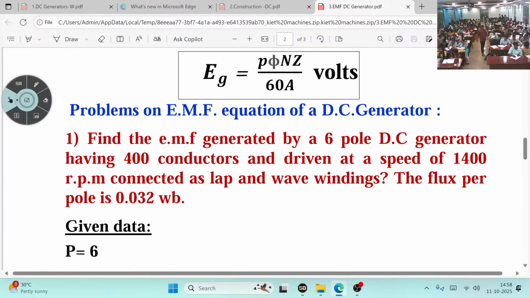Write down the given data. If you know the formula, substitute in the formula. There are two cases. Case 1, A is equal to P. Case 2, A is equal to 2. Substitute in the formula. What is the formula? E_g is equal to phi Z N P by 60A. Substitute in the formula and you will get the value of E_g.